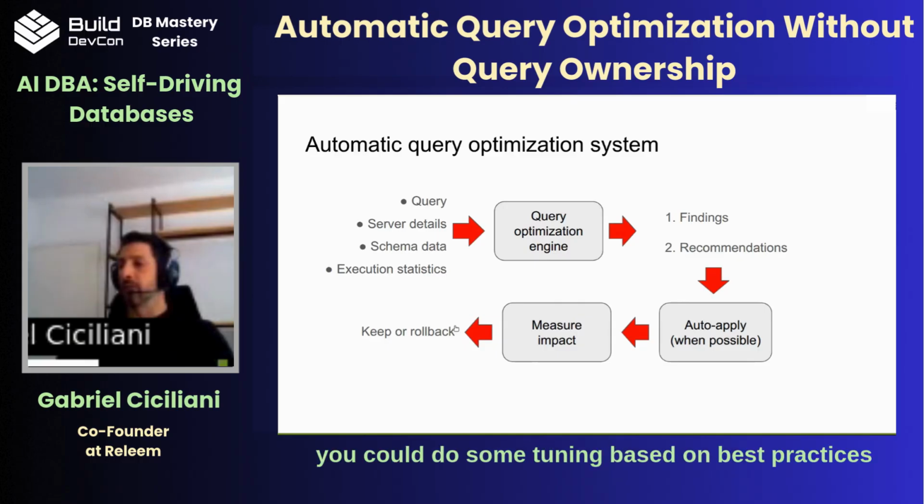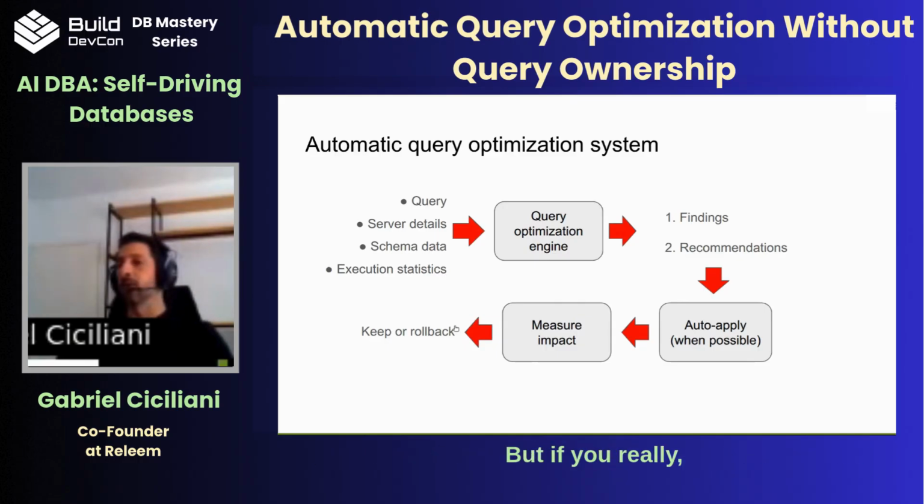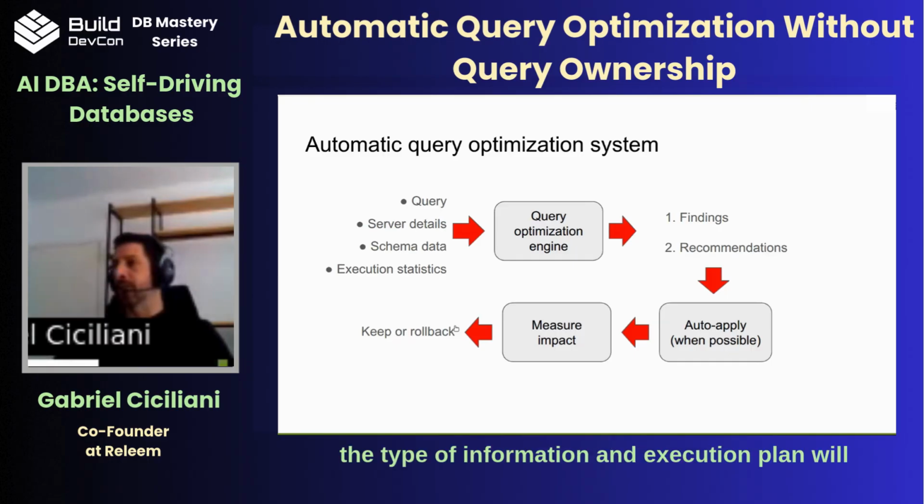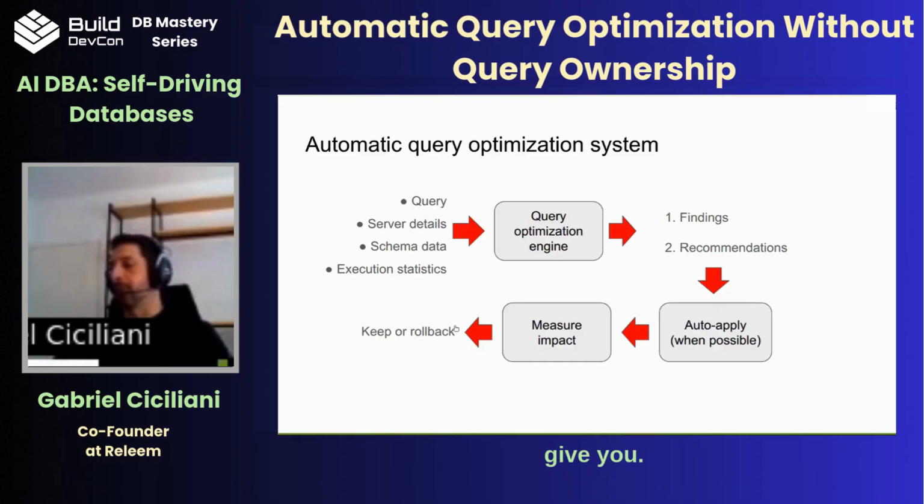You could do some tuning based on best practices by just getting the SQL, but if you really want to get some good tailored recommendations that adjust to your specific case, then schema data is kind of fundamental. And execution statistics, right? About what access paths are used by the server, what indexes are used, how many rows are being retrieved, how many loops are done. So basically, the type of information an execution plan will give you.